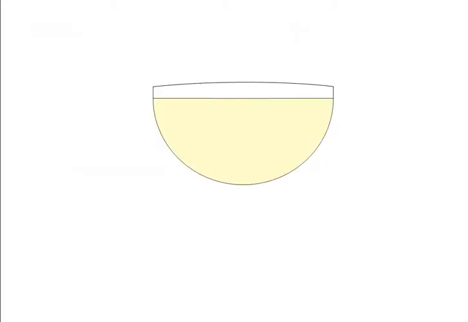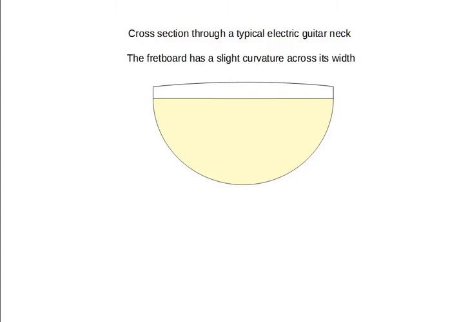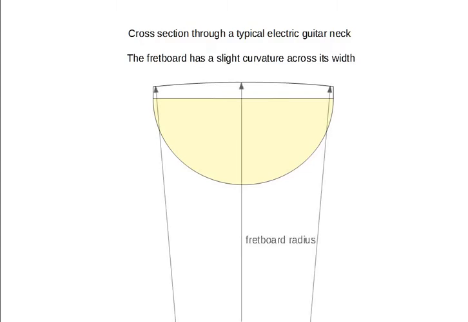However, steel string guitars are normally made with a slight curvature across the width of the neck. This is known as the fretboard radius, and whilst it's very slight, it seems to make playing a little more comfortable as the neck follows the natural curve of our fingers.